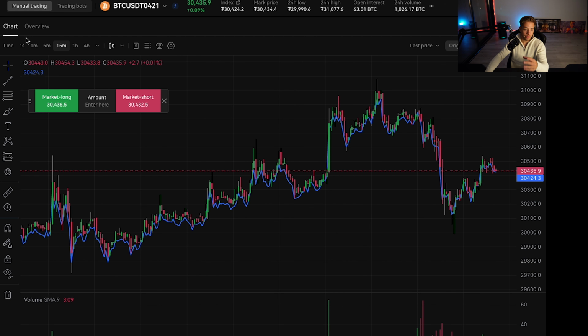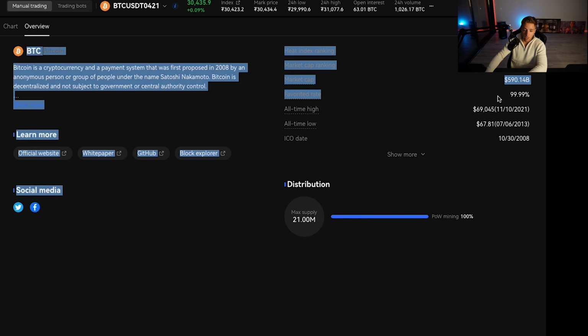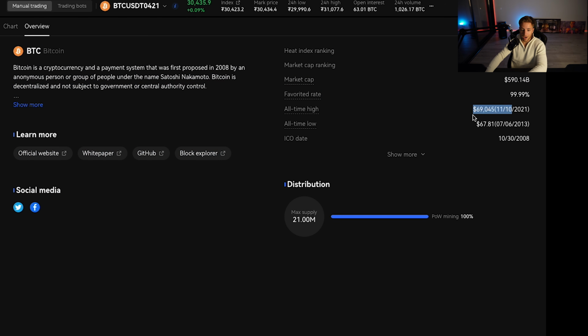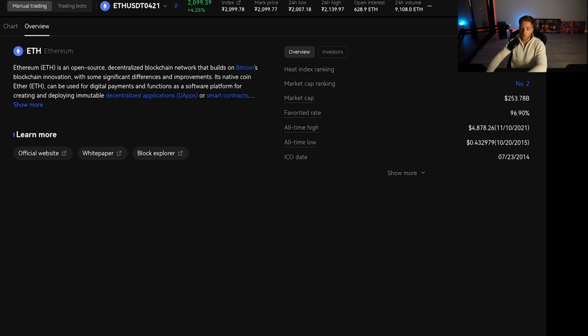Okay, so the first thing is that here you can see the overview and the chart. On the overview you're gonna see basically the current information, current statistics like market cap of different coins, funding rate, all-time high, all-time low, ICO date, and all the specific information. If you choose other coins, you're gonna be able to see the overview of other coins like here. Market cap is quite important data, but this data you can also get from CoinMarketCap.